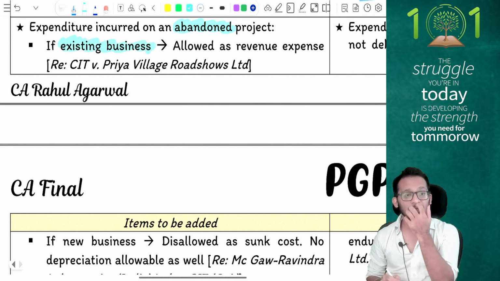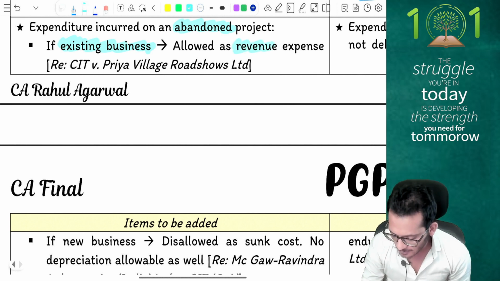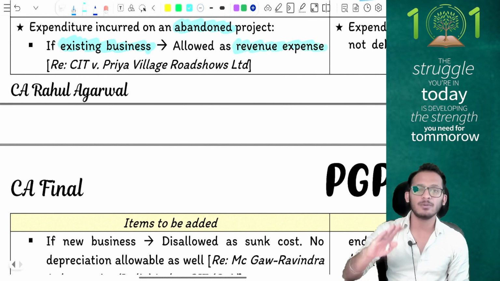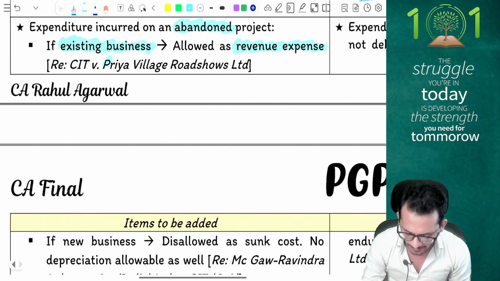If it was an existing one, people, then you will claim it as a revenue expense because in the same business you were trying something new and it did not flourish. This is what was clarified in CIT versus PVR or Priya Village Roadshows.